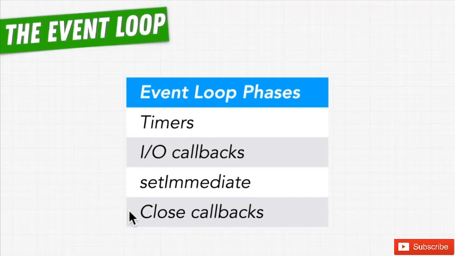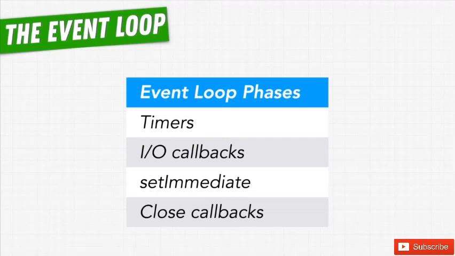Each of these phases has their own queue of callbacks that are executed during that phase. A callback for setTimeout would go on the timer queue, while a callback for a file system operation, well, that's input-output, so it would go on the I/O queue, which is responsible for all asynchronous input-output operations. This I/O queue is also known as the poll queue. We'll go through each of these phases in just a second.